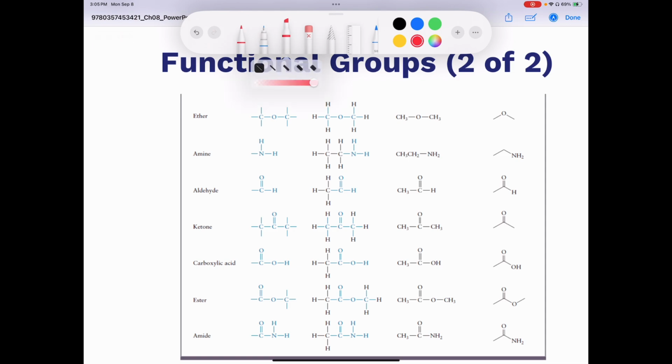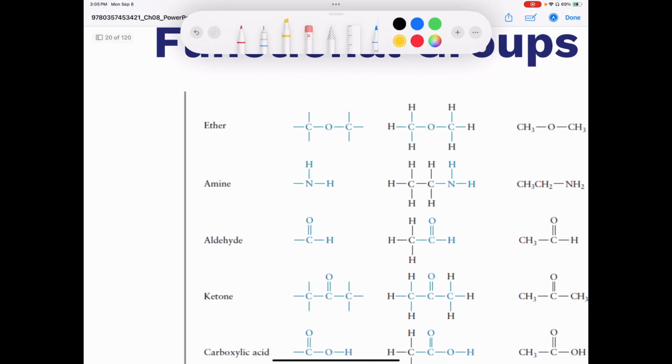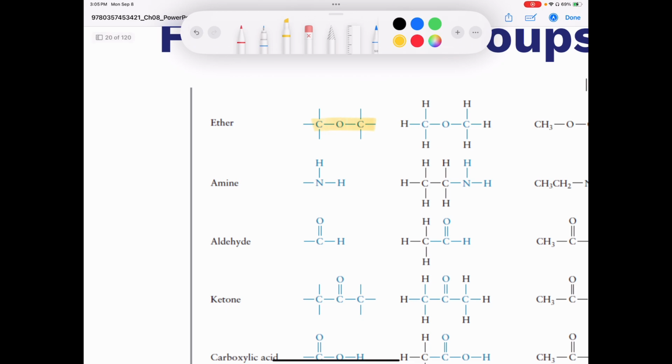When you have a carbon, then an oxygen, then another carbon, this is called an ether. If you have a nitrogen that has hydrogens attached to it like this, it's called an amine. There's actually a few classes of amines. You can have primary, secondary, or tertiary amines. But anyhow, we'll just start with that, an amine.